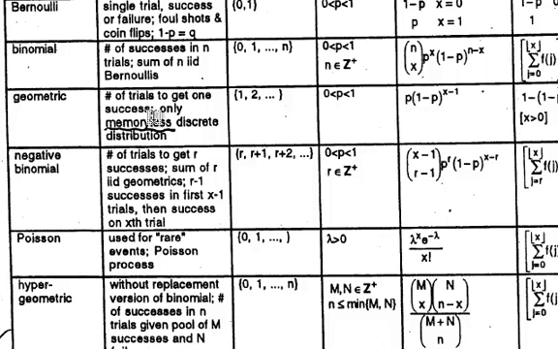Geometric, number of times until you get a success, could be 1, 2, 3. Here's the mass function. Again, here's the mean, 1 over p. Here's the variance. Negative binomial, number of trials till you get r successes. Poisson, number of events in time or space. Hypergeometric, without replacement version of binomial. So you're still counting number of successes, but you're not replacing items back into your pool.